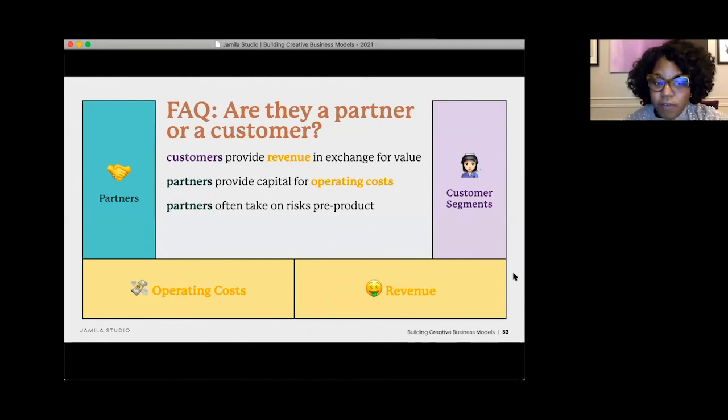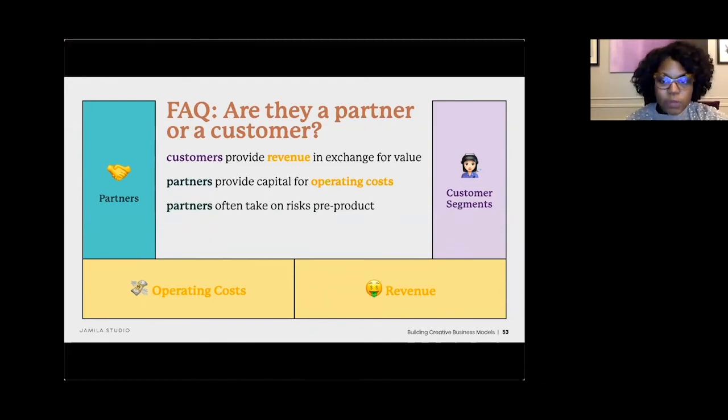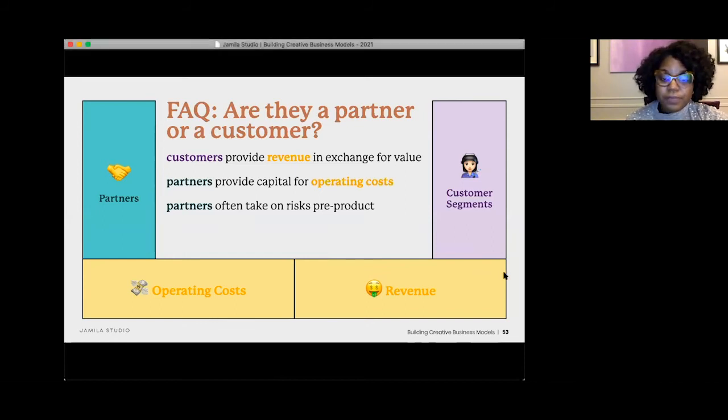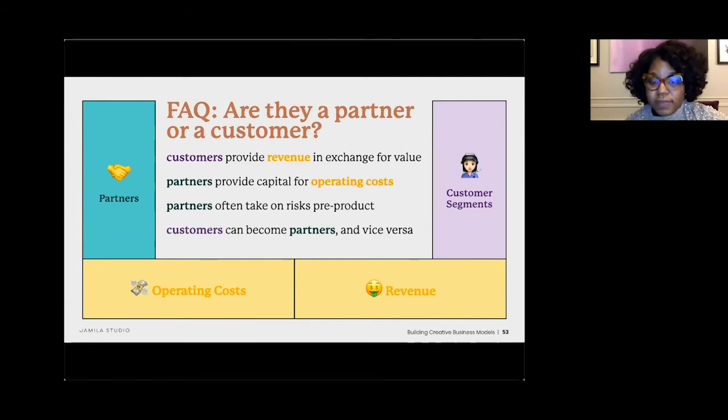Partners often take on risk-free products. These are people who might be investing in your crowdfunding campaign, or if you get VC money, or if you get grants, those are partners to you. And customers can also be partners or vice versa.